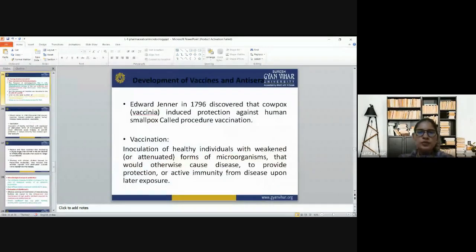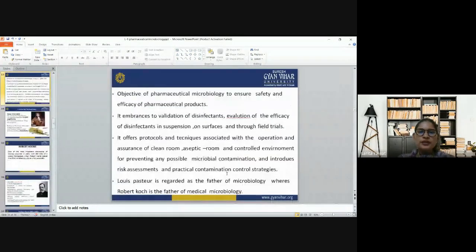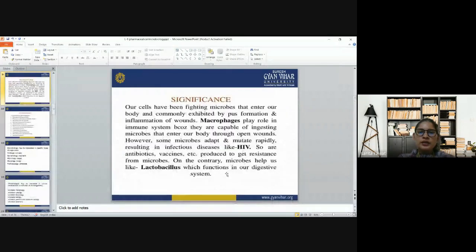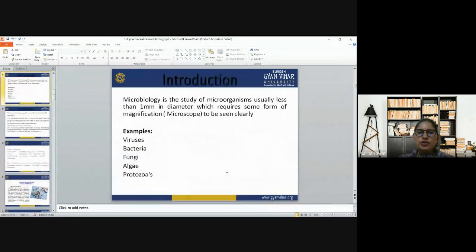So now we have covered today the basic introduction of microbiology. As you know, what is microbiology? Microbiology is the study of microorganisms, which are usually less than 1 millimeter in diameter and require some form of magnification.